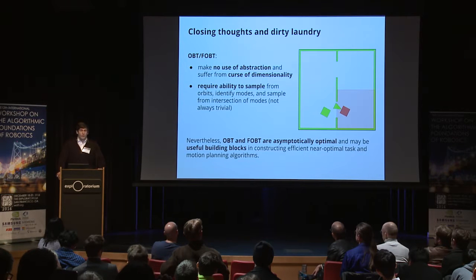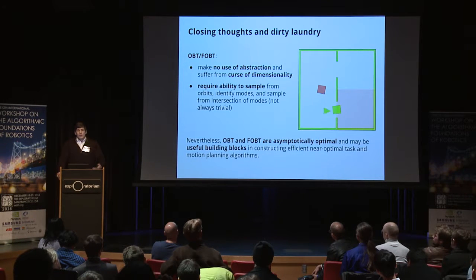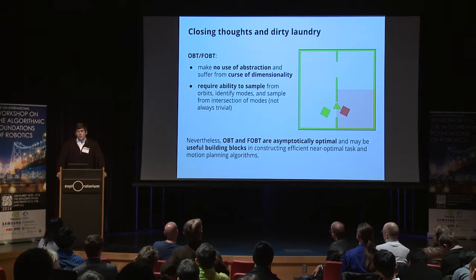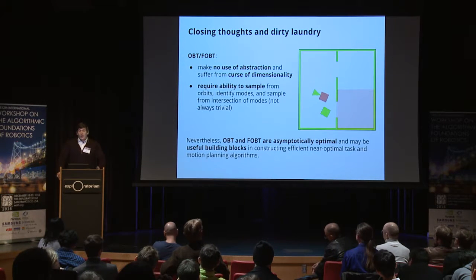What we might hope for is that for an easy problem, or maybe in the average case, we can get solutions much more quickly. And so what we believe is that these 2 algorithms, the orbital Bellman tree and the factored orbital Bellman tree, will be useful building blocks for more general, asymptotically optimal task and motion planning algorithms. Thank you.